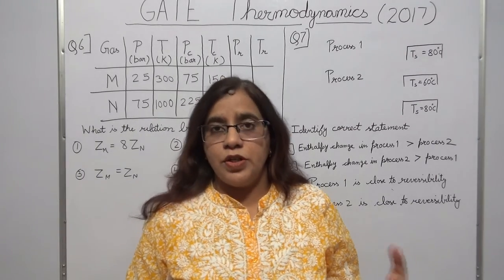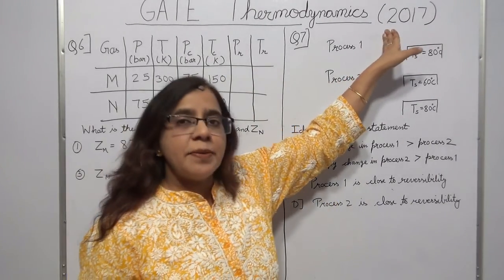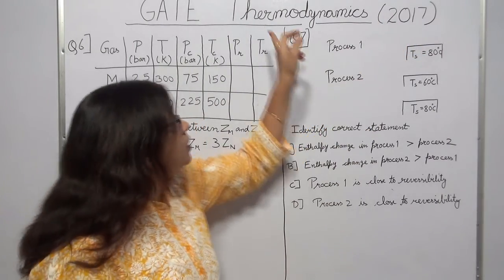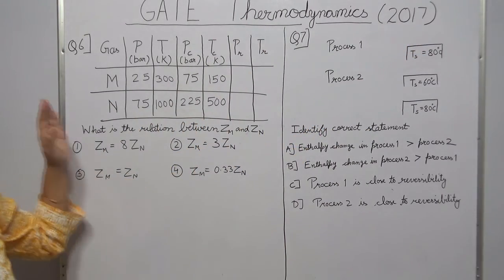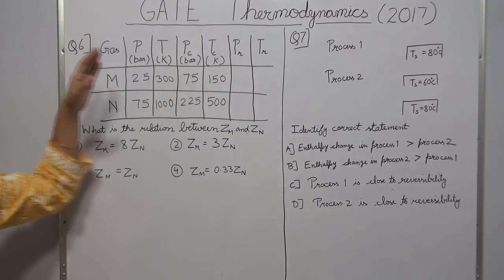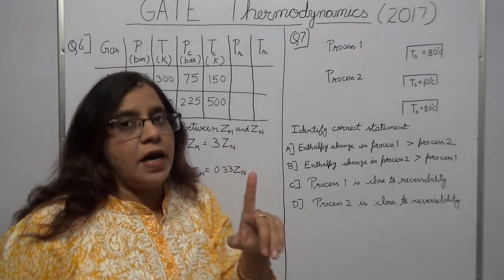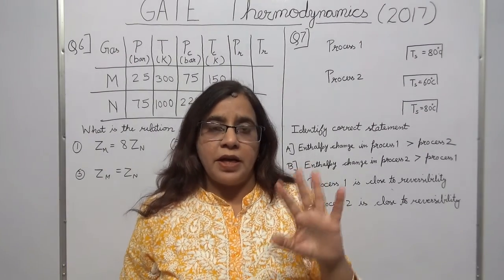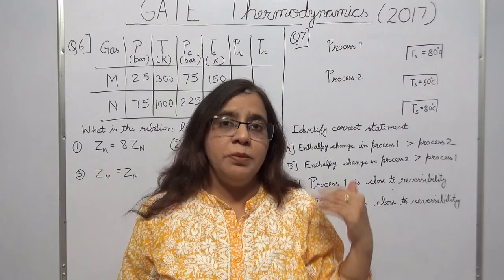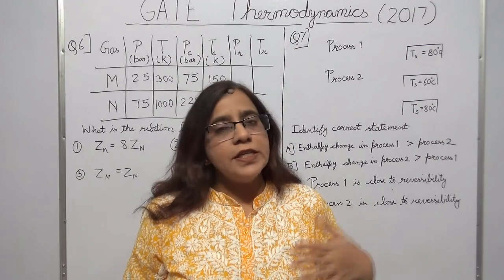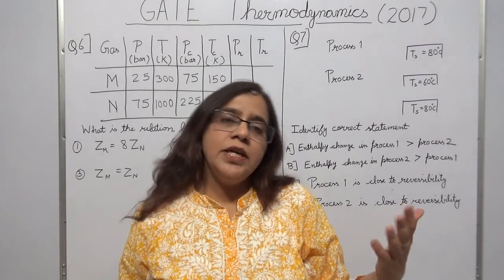In this video we are going to start the problems that appeared in GATE 2017 and that were related to thermodynamics. So these were the two problems, question number 6 and 7, which appeared for 1 mark, and there was a negative marking of 1/3 mark for each of them if you get it wrong. Okay, so these are very simple problems. Let's quickly go through them.